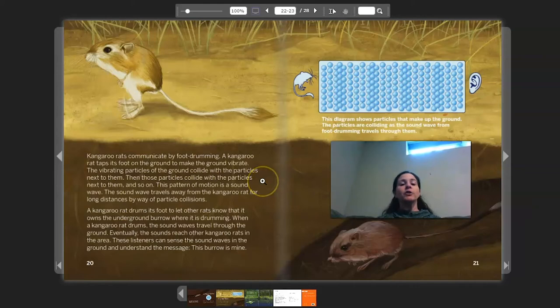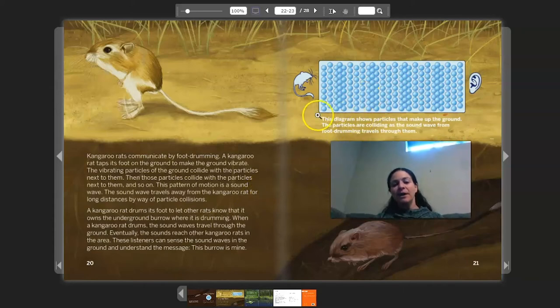A kangaroo rat drums its foot to let other rats know that it owns the underground burrow where it is drumming. When a kangaroo rat drums, the sound wave travels through the ground. Eventually, the sounds reach other kangaroo rats in the area. These listeners can sense the sound waves in the ground and understand the message, "This burrow is mine." I guess that would kind of be like going into your house and just hitting the wall to show people that you own the house.